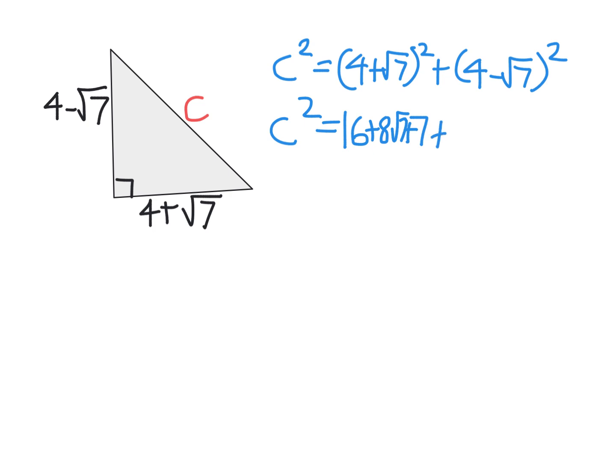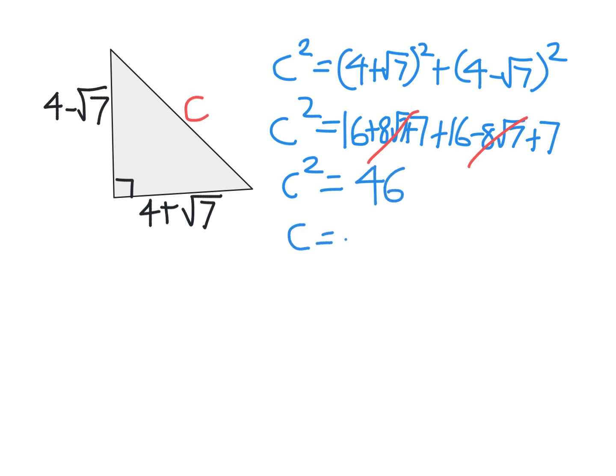We're going to do the same over here. We are going to square the first, square the second. Now, squares are always positive, so that's why it's a plus 7. In the middle, 2 times 4 times negative root 7 is negative 8 root 7. So we have 8 root 7 and negative 8 root 7. That's just 0. What we actually end up with is c squared equals 16 plus 7 plus 16 plus 7. C squared equals 46. So c is just going to be the square root of 46.